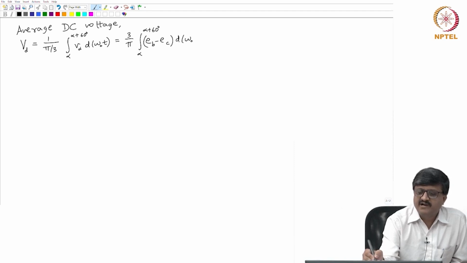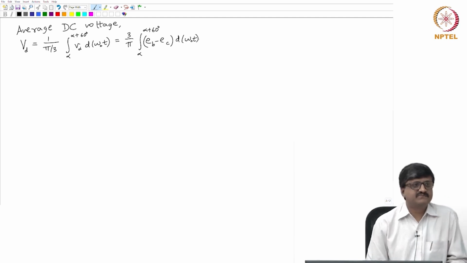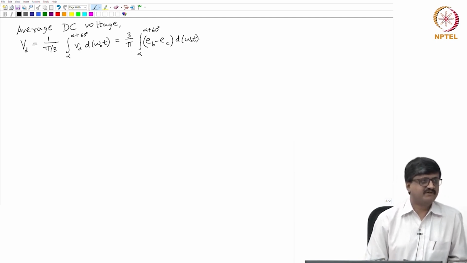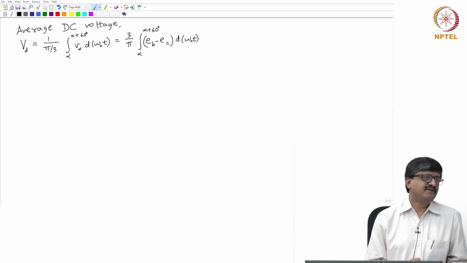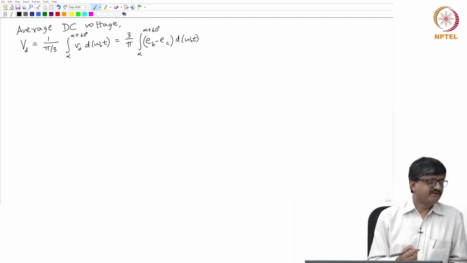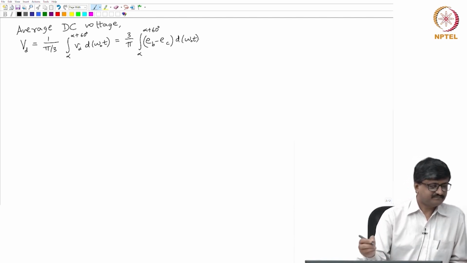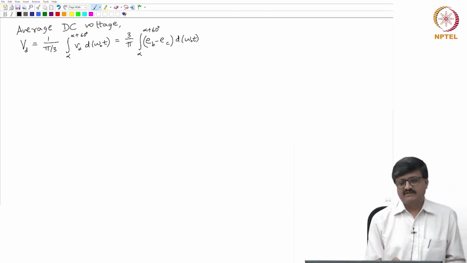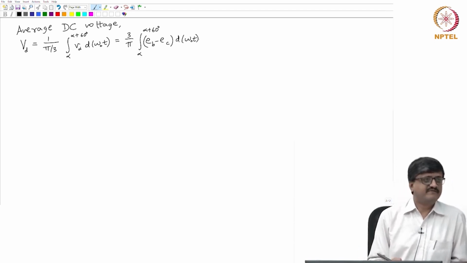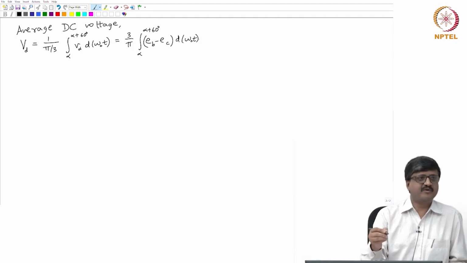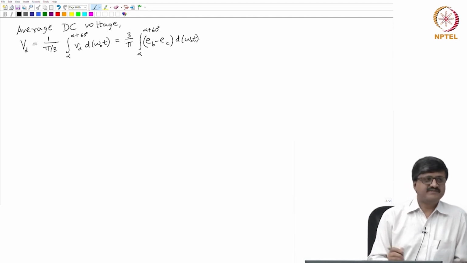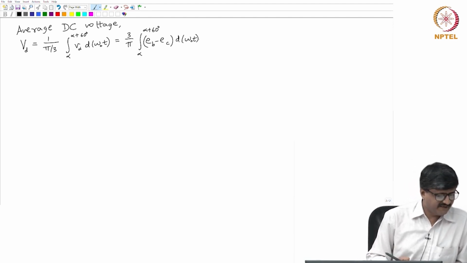Integrate with respect to omega Ot. Omega Ot is the angle. So, our independent variable is angle; we are not using time as the independent variable. Omega O is the operating value of angular frequency. See that subscript O is for operating value and omega is the usual angular frequency. So, omega O is the operating angular frequency.